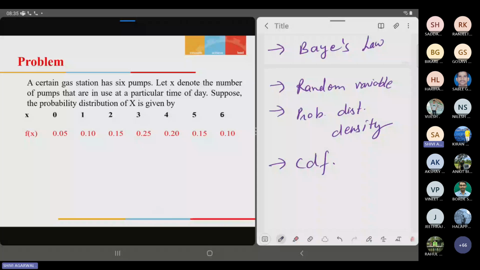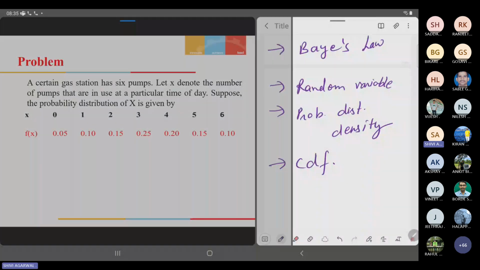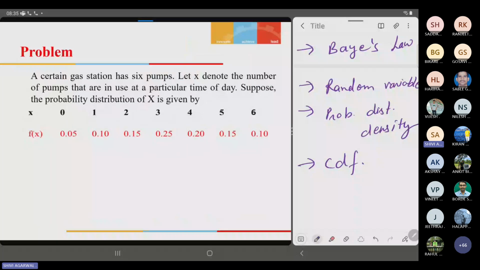A certain gas station has 6 pumps. Let X denote the number of pumps that are in use at a particular time of day. Suppose the probability distribution of X is given like this. This is the probability distribution given in the question, and we can verify that it is a probability distribution because all values are greater than or equal to 0 and the summation is equal to 1.